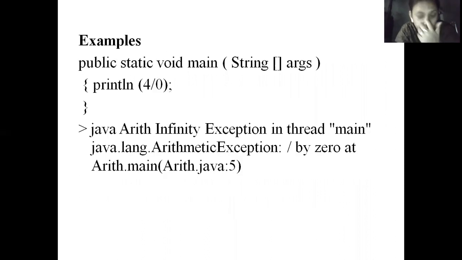Okay, so for an example of an exception, you can see you have this main method over here. Here you are trying to divide 4 by 0, so it is giving you an infinity result. That is not a problem with the code, it's a problem with the logic. So it is an example of an exception.